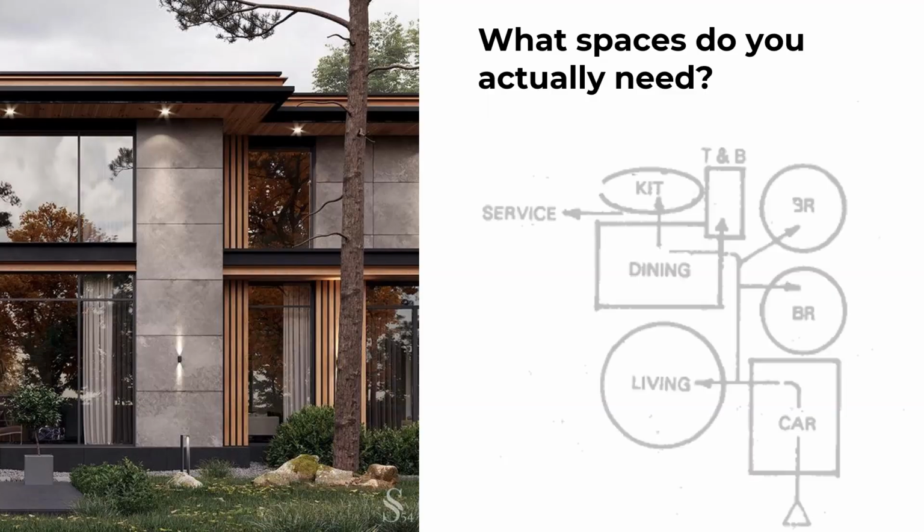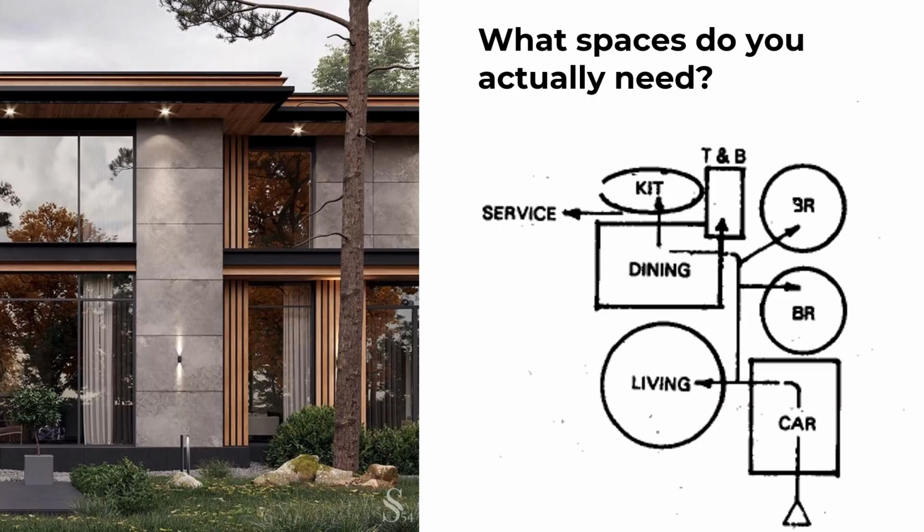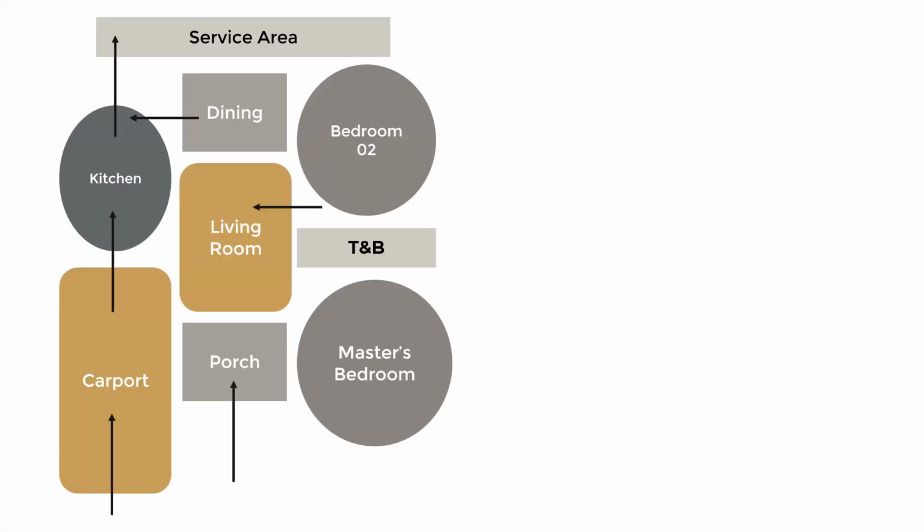What spaces do you actually need? So the spaces that you need in a residence is based on budget and based on the users also. But here are the basic spaces of residences. We need a carport, a living area, a bedroom, a dining, a kitchen, a toilet and bath, and then the service area. So here is an example bubble diagram of a residential unit.